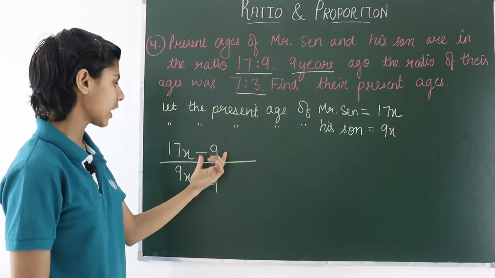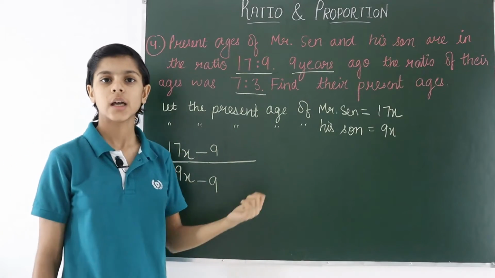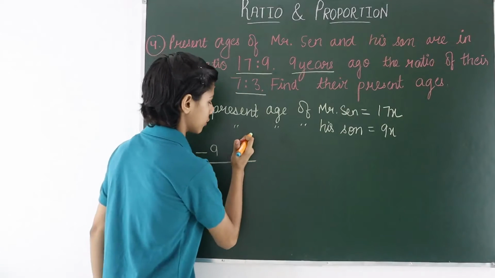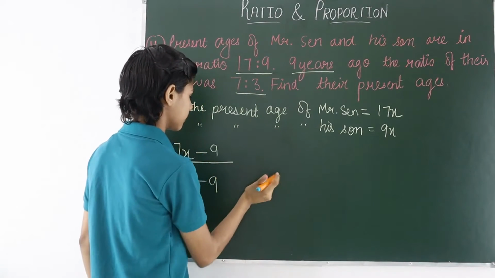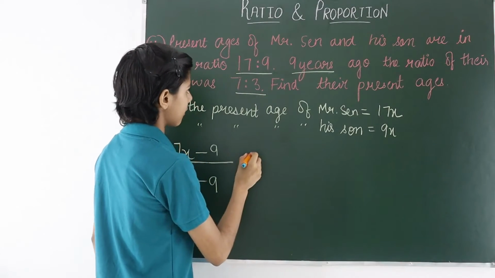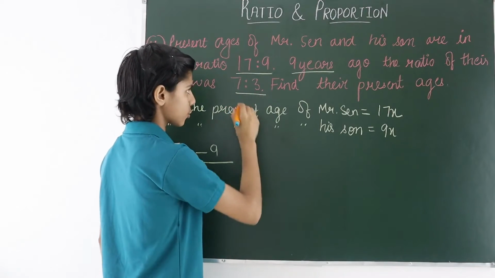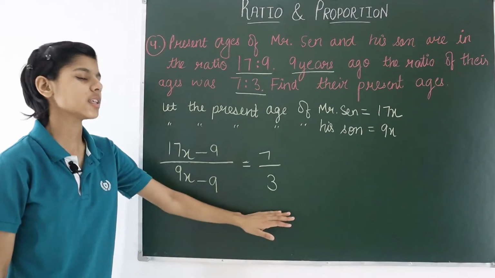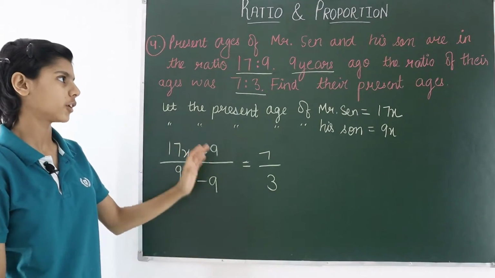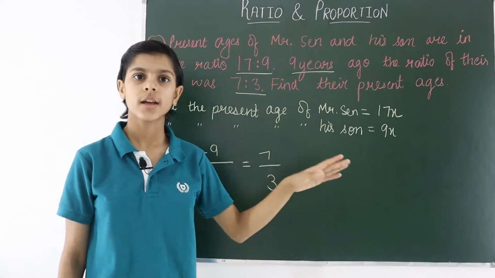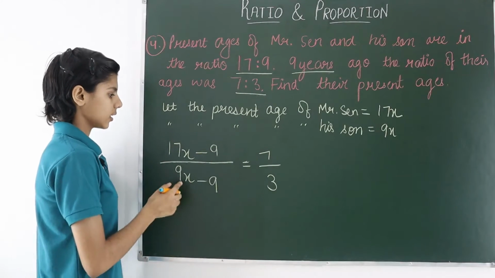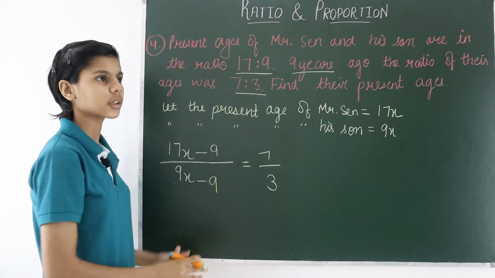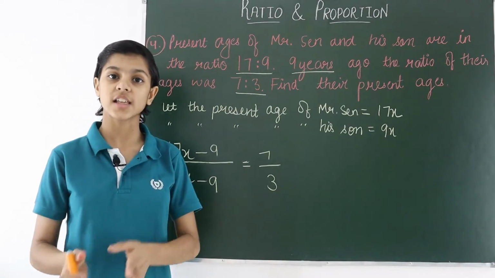We have subtracted 9 from both of them, means 9 years ago. What was the ratio? 7:3. So we will write here 7:3, means 7/3. So this statement we got after reading the full question, and you can see that 17x, 9x, we subtracted 9 from it. It means 9 years ago.